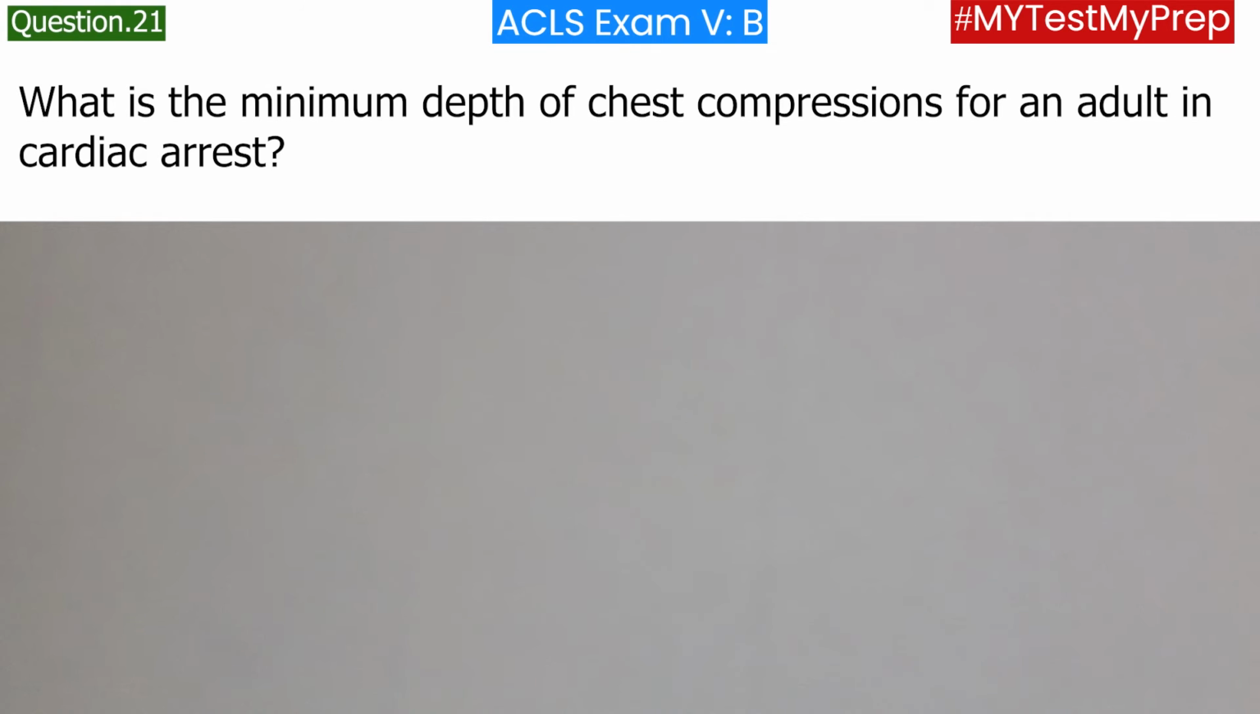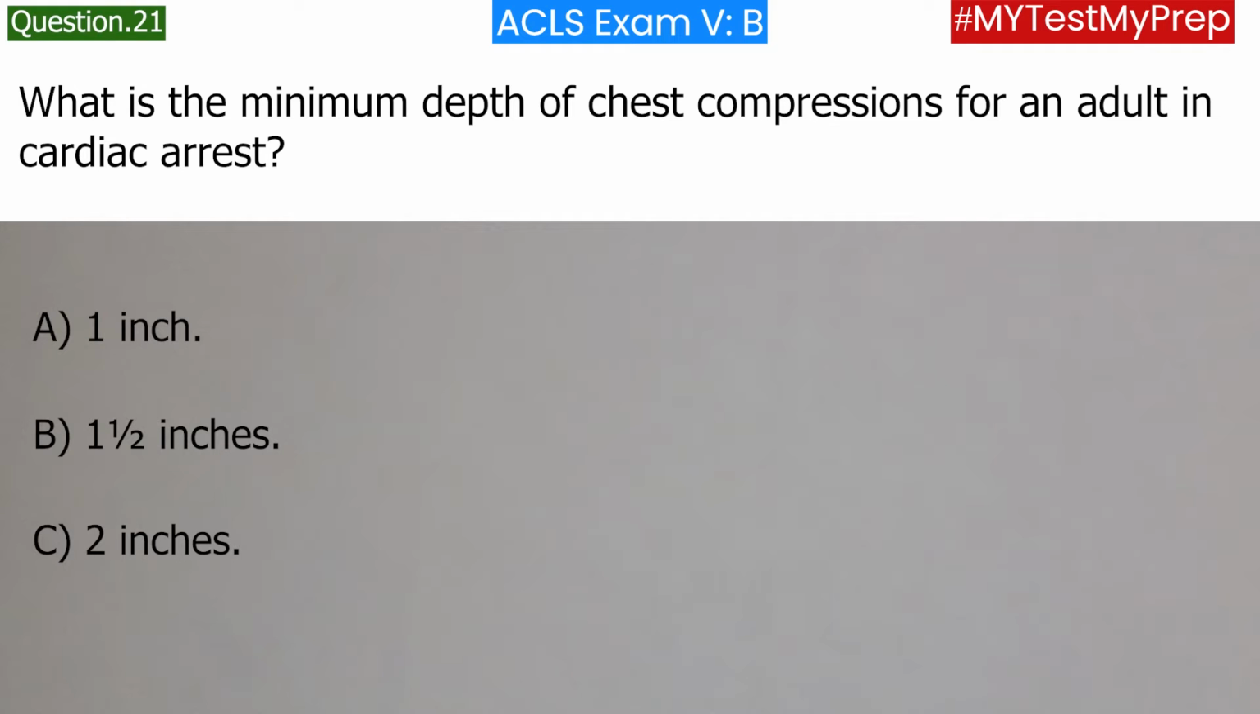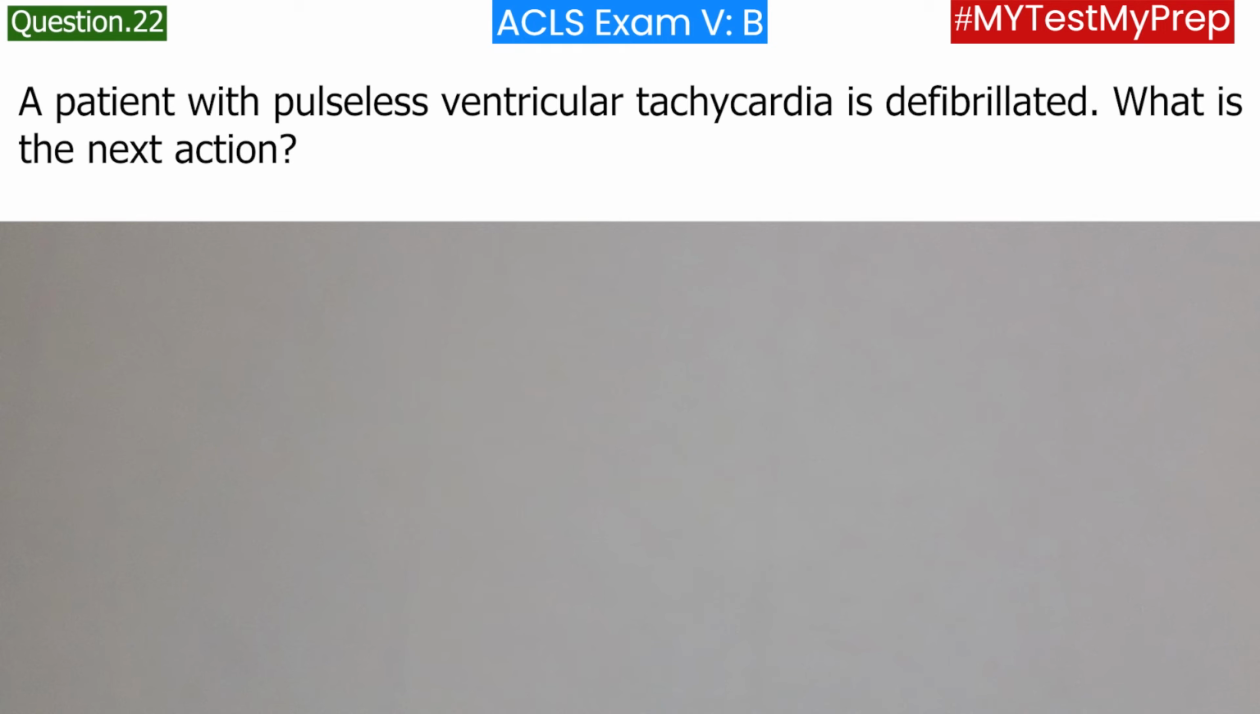What is the minimum depth of chest compressions for an adult in cardiac arrest? A. 1 inch. B. 1.5 inches. C. 2 inches. D. 2.5 inches. Answer: C. 2 inches.